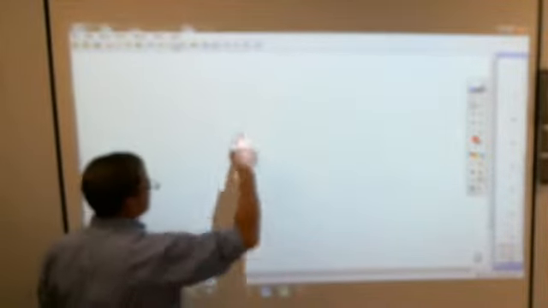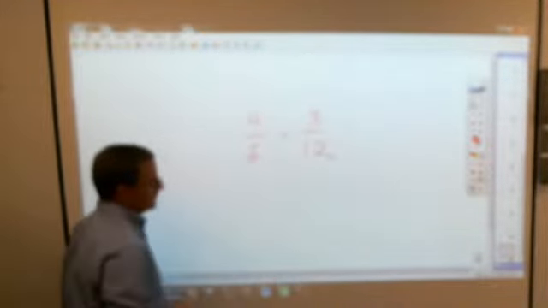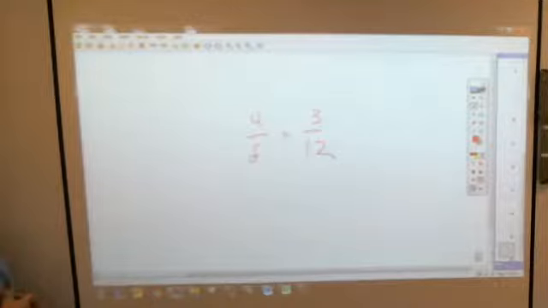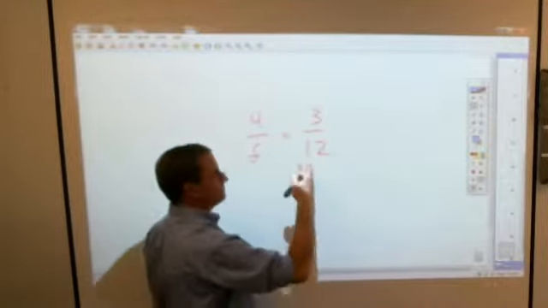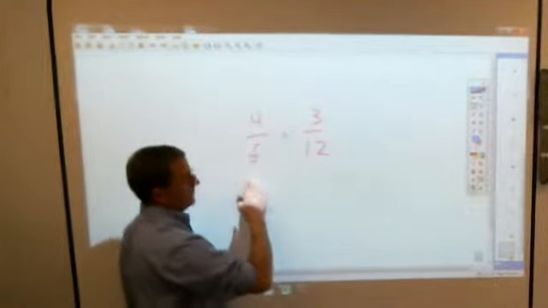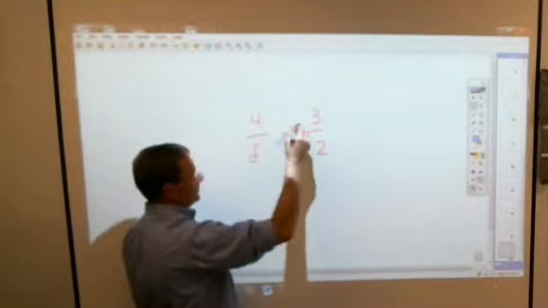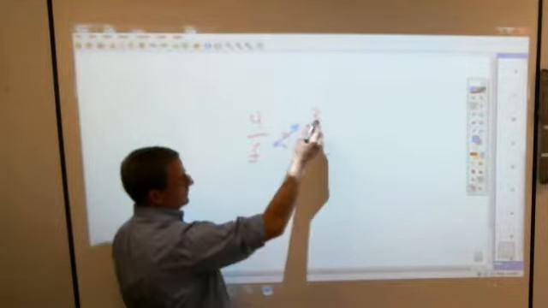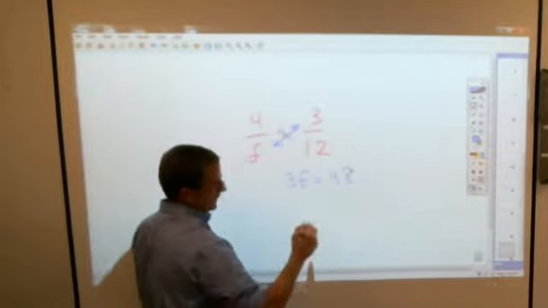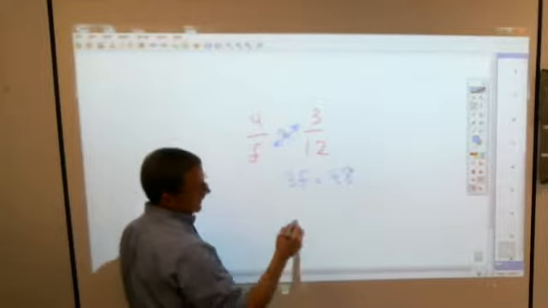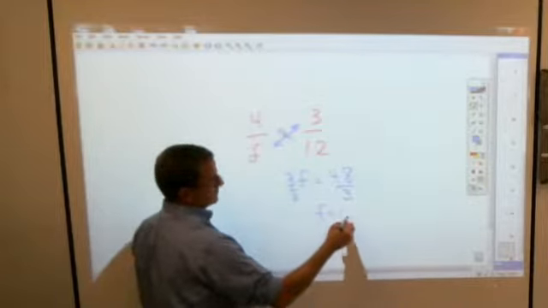4 over f equals 3 over 12. Again, you could look to see, 3 times what is 4? I don't know. So if that doesn't work, we're going to multiply the diagonals. Hold your horses there. 3 times f is 3f. 4 times 12 is 48. 3 times what number is 48? 3 goes into 48. Somebody help me here. 16 times.